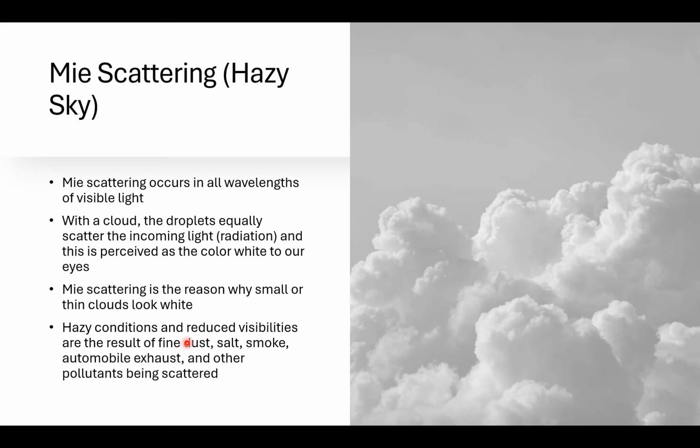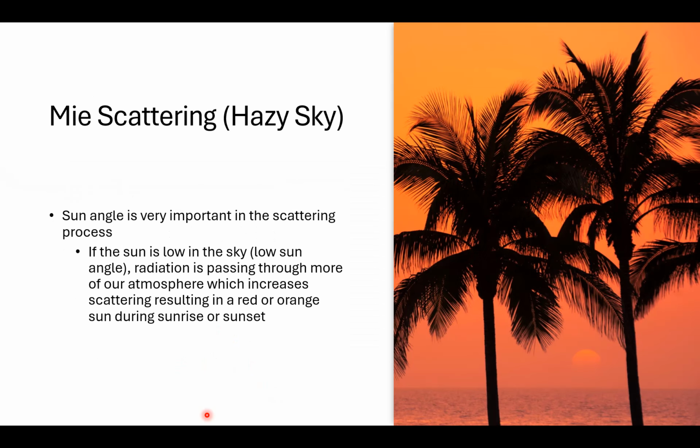And then hazy conditions and reduced visibilities are the result of when you get a lot of dust or salt or smoke. Automobile exhaust in big cities can produce hazy conditions over the city, and other pollutants being scattered. Again, sun angle is very important in the scattering process. If the sun is low in the sky, a very low sun angle towards sunrise and sunset, when the sun's first coming up or going down, this incoming solar radiation is going to pass through more of our atmosphere, which is going to increase scattering, resulting in a red or orange sunrise or sunset.